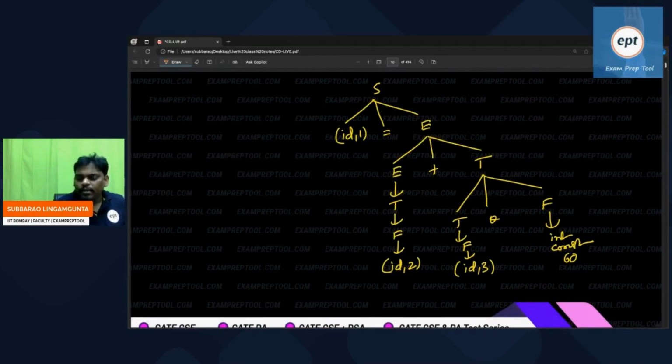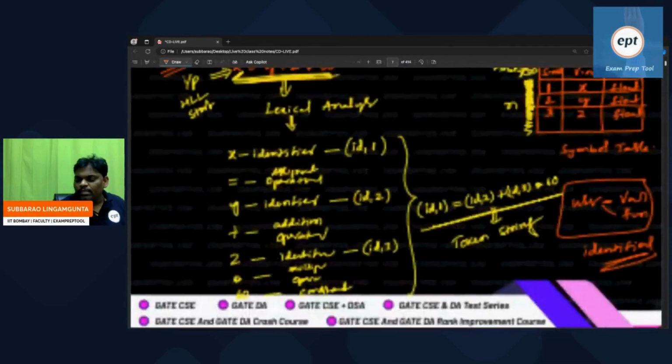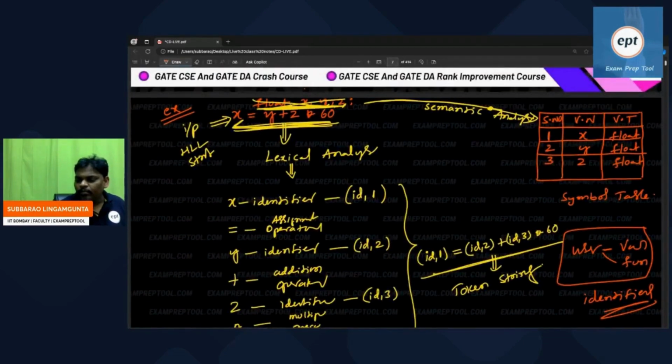Can anyone help me? Assignment operator. What is the left side? ID1. Can you say what the ID1 type is? It is a token. Using this token, can you go and see the table? What is that variable name? What is the type? Name is X. Type is float. Am I right or not?